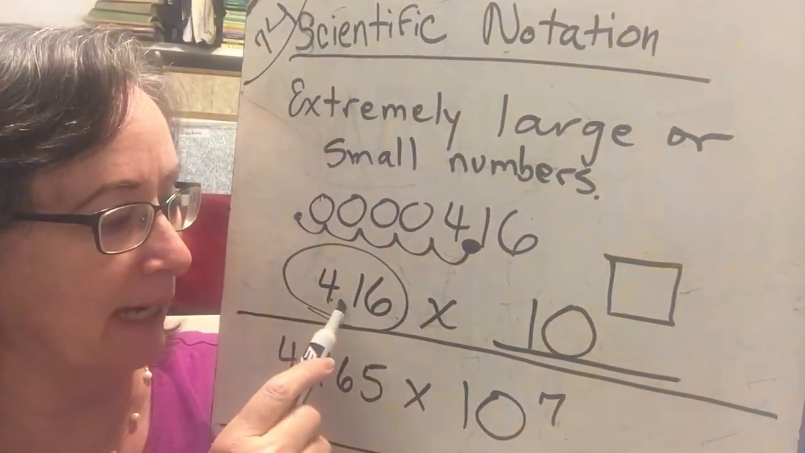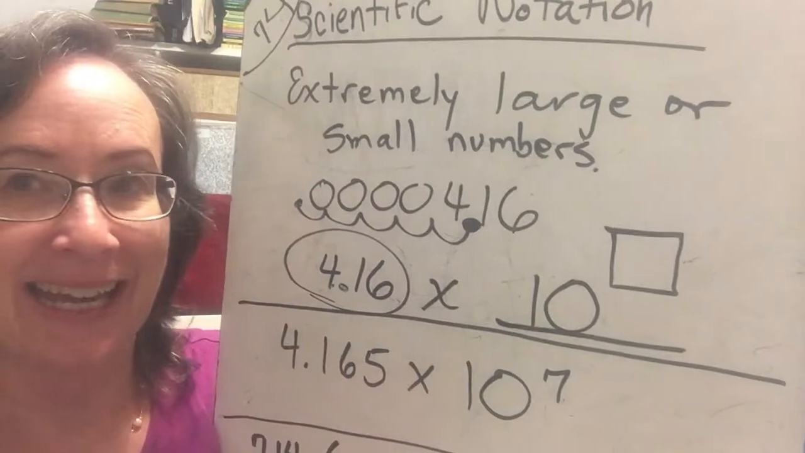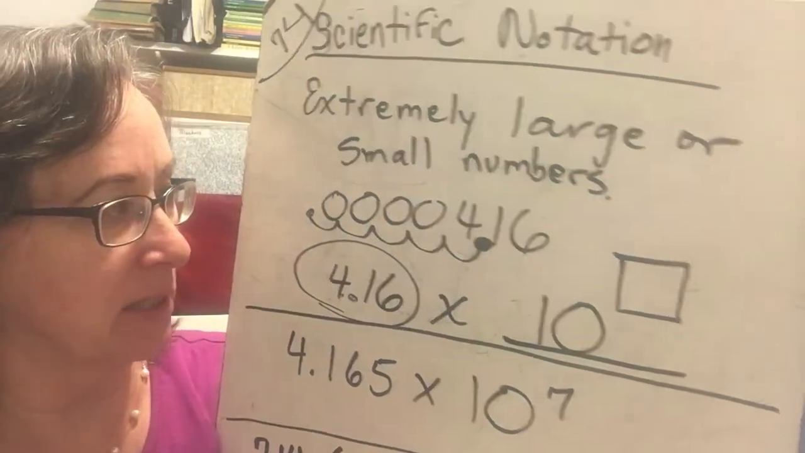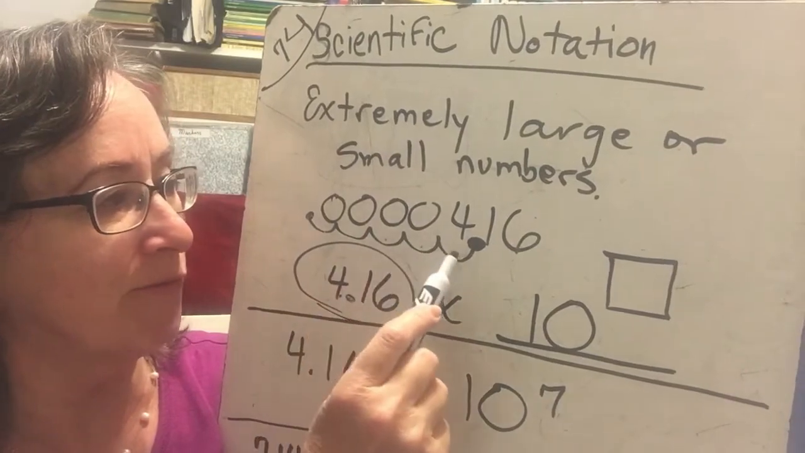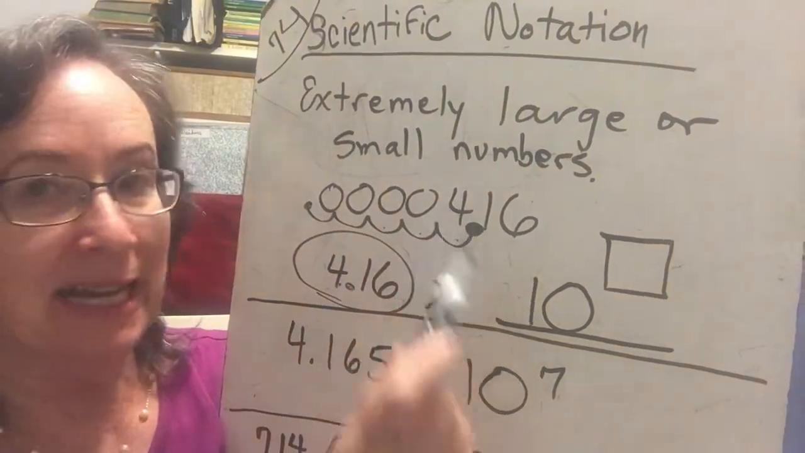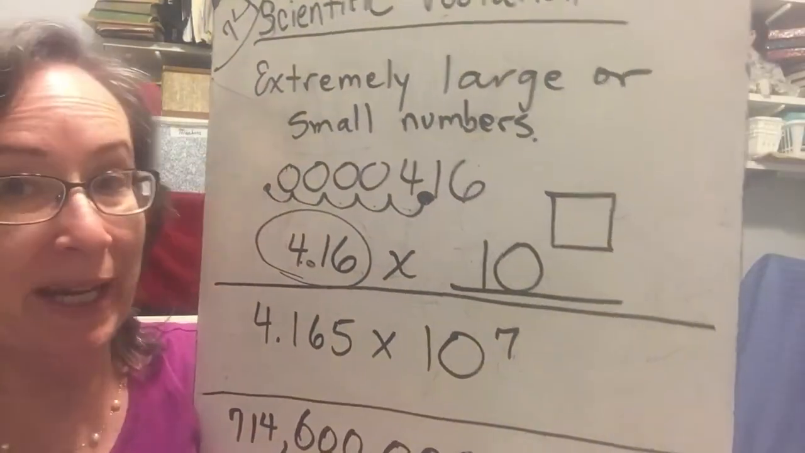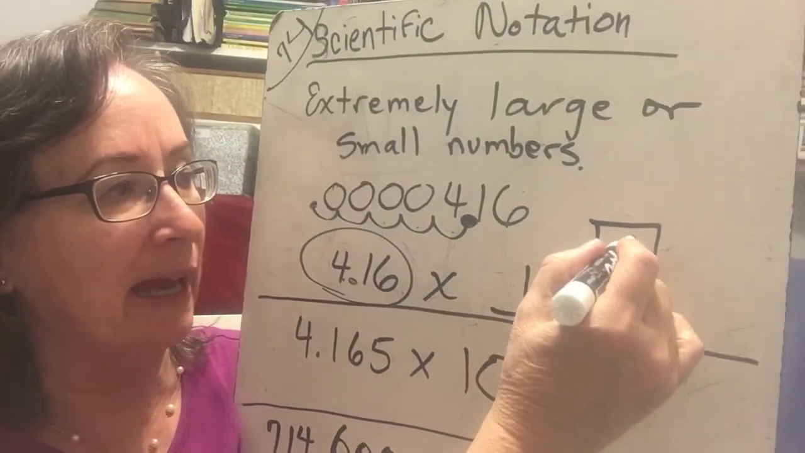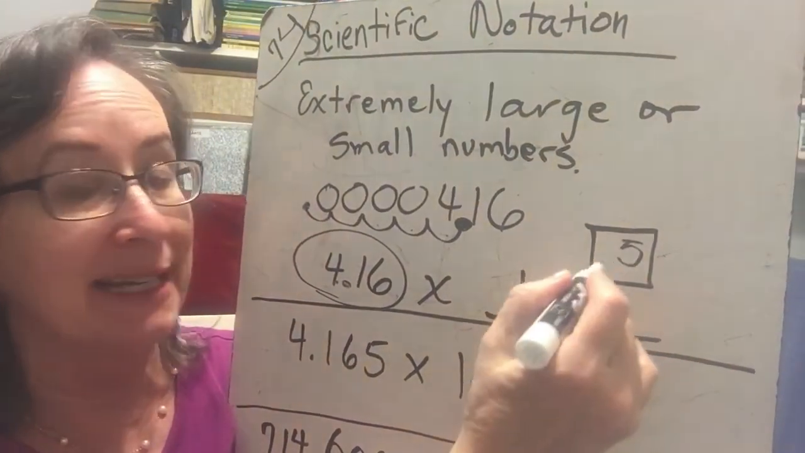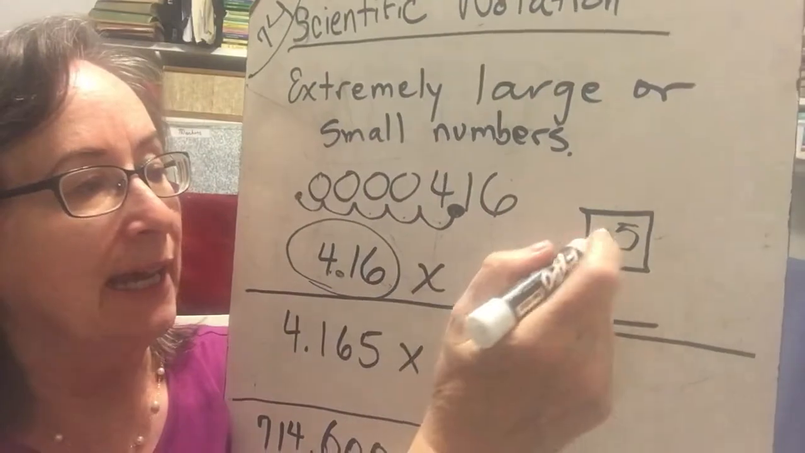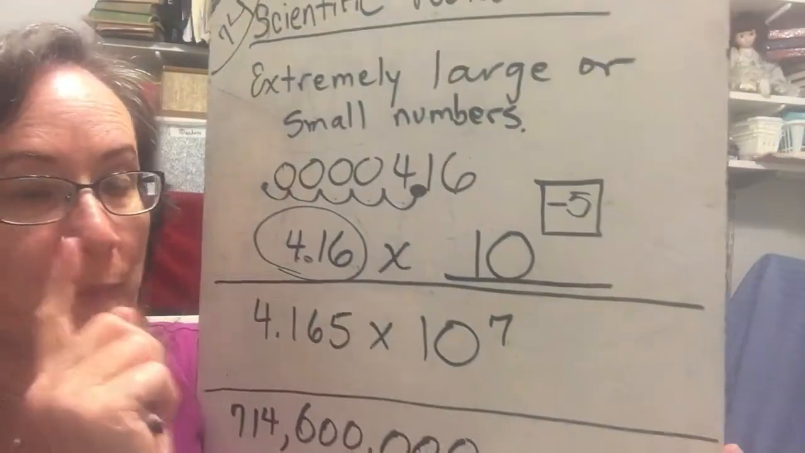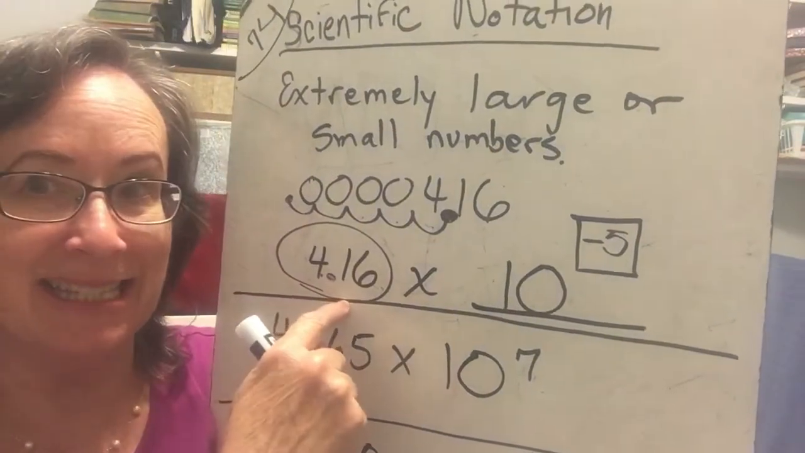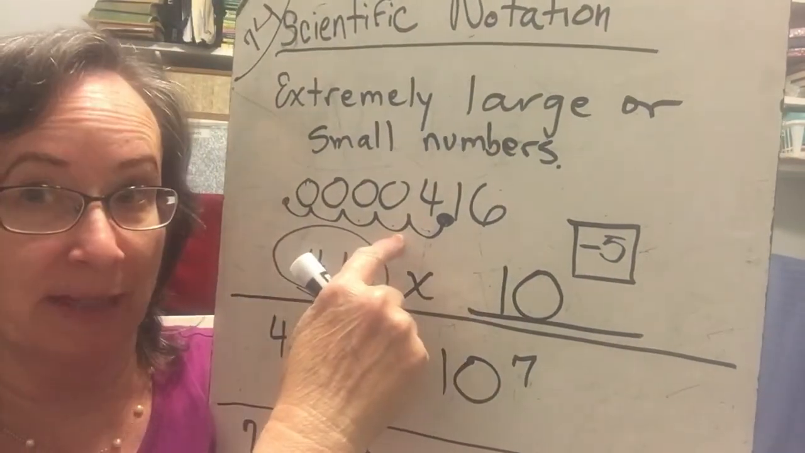So it's right after the first non-zero digit. So we moved it how many places? 1, 2, 3, 4, 5 decimal places. So we know that this is going to be a 5 or a negative 5. Now, it's going to be a negative 5 because this number is much bigger than this number.